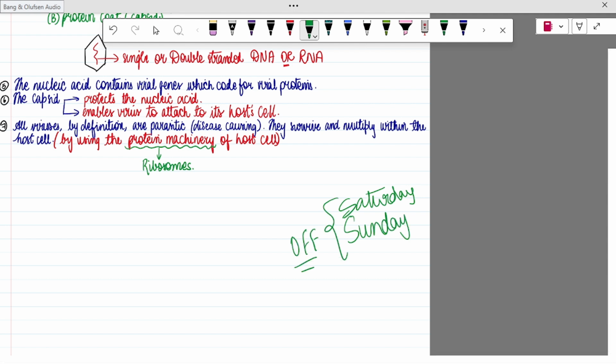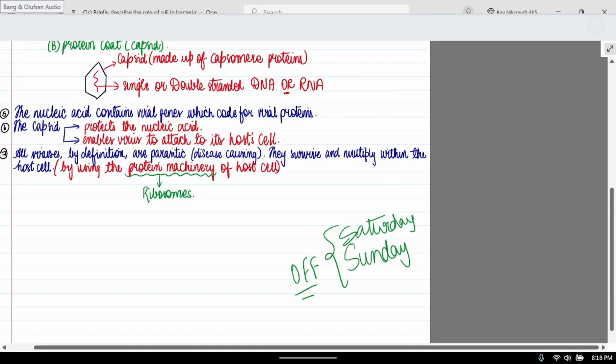Saturday and Sunday are your off. Is this clear? Any difficulties, any issues?